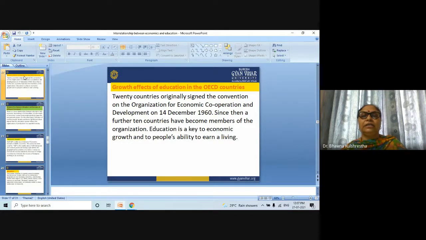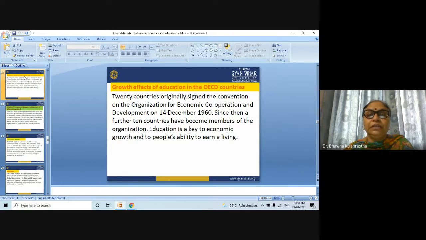OECD is the Organization for Economic Cooperation and Development. This is the full form of OECD. Twenty countries originally signed the Convention on the Organization for Economic Cooperation and Development on 14th December 1960. Since then, a further 10 countries have become members of the organization.